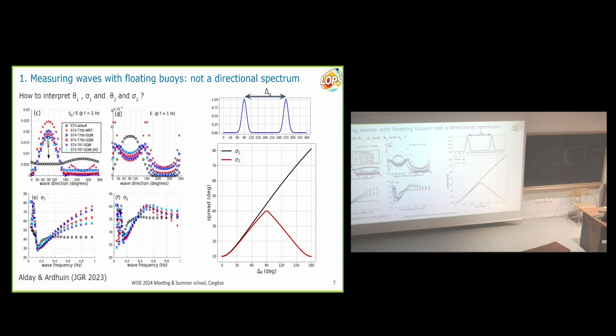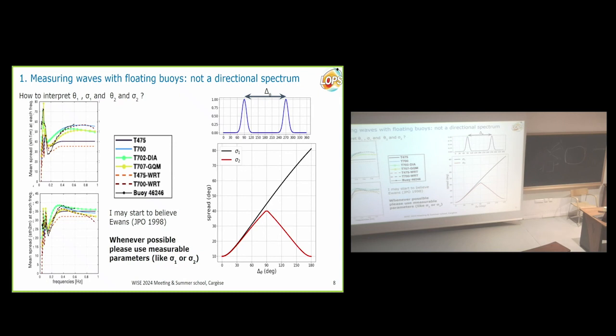But this is just to show you that when you're looking at bimodality and directional spreading of the spectra, sigma 1 is interesting, but sigma 2 is also equally very interesting. And that's something I never realized until 2 years ago. And if you look at buoy data, you can find some cases where that's the case.